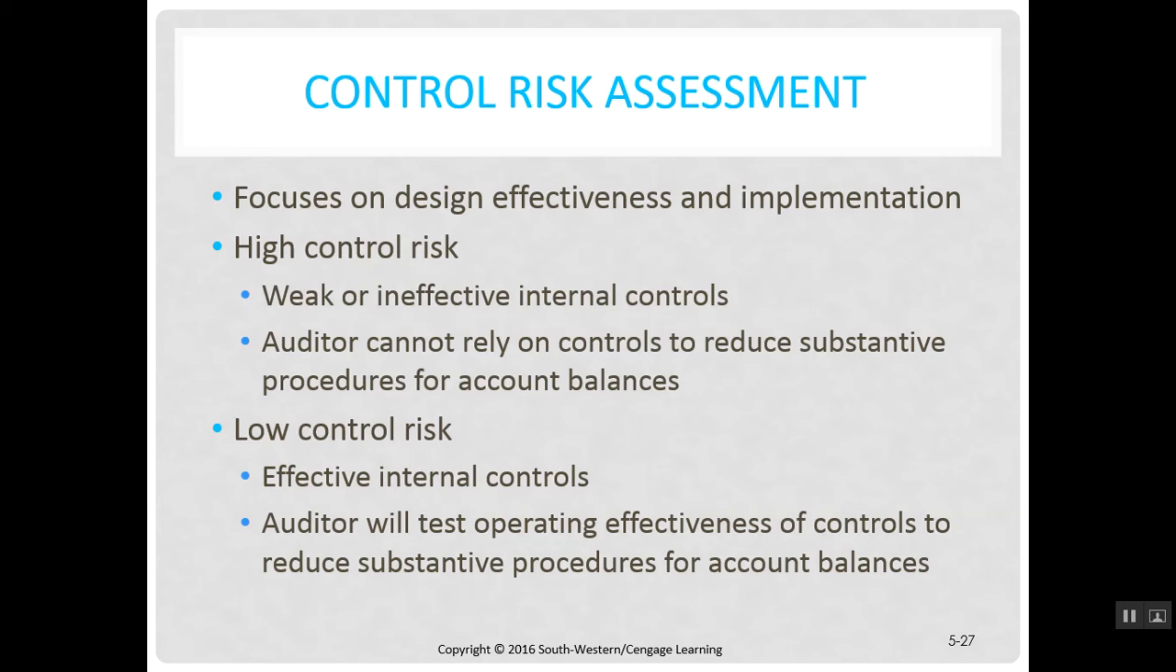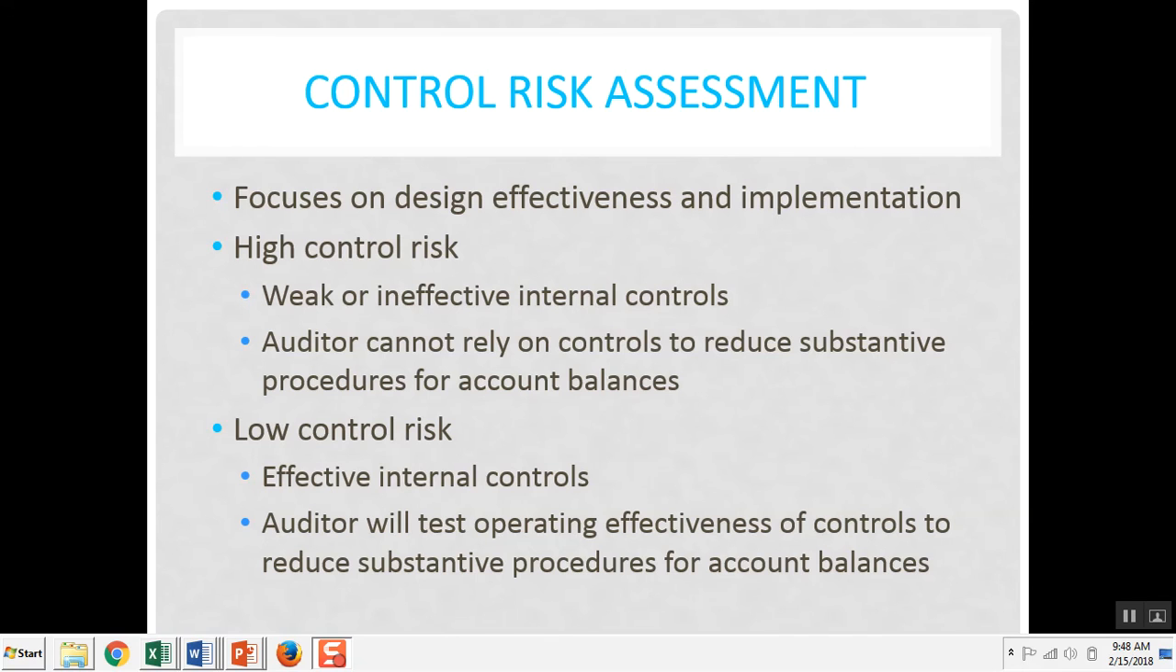Examples of control risk procedures are inquiries for information to assist in identifying the risks of material misstatement due to fraud or error, preliminary analytical procedures, observation of the process, and inspection of documentation. There's various forms of documentation that you can use to document our understanding of the organization's internal controls, which includes narratives, flowcharts, and questionnaires. The control risk assessment focuses on the design effectiveness and implementation.